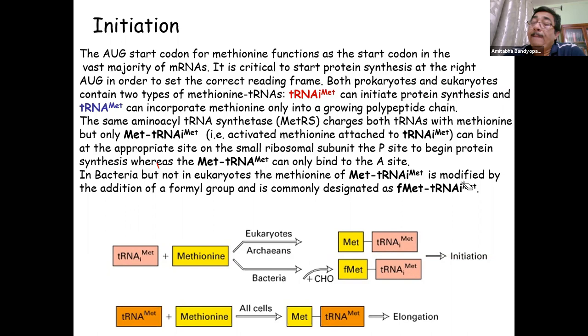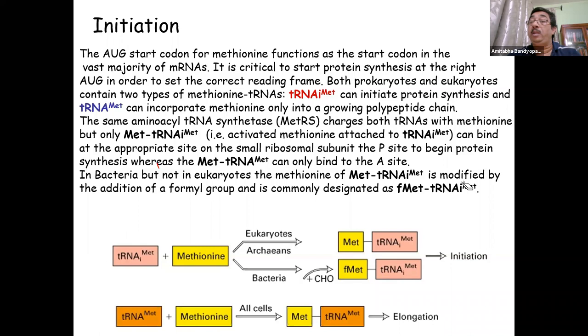Second is that, as you will see in the next few slides, the charged tRNA does not come to the mRNA on its own. There is a protein that is important for incorporating the charged tRNA for the purpose of protein synthesis. That protein in prokaryotes is called IF2, and in eukaryotes is called eIF2: initiation factor 2 or eukaryotic initiation factor 2. That is the protein that binds to the initiator tRNA.